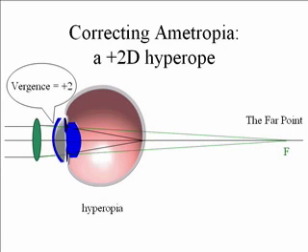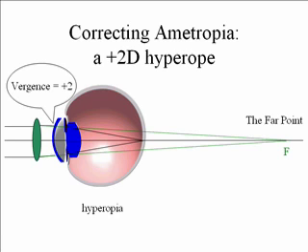Okay, let's take the case of a +2 hyperope. Well, it's the same thing. A +2 hyperope is someone who needs a vergence of +2 entering his cornea. Again, that's not necessarily true when we talk about correcting for vertex, but let's take it as granted that this patient needs a vergence of +2 entering his cornea, or +2 at the spectacle plane.